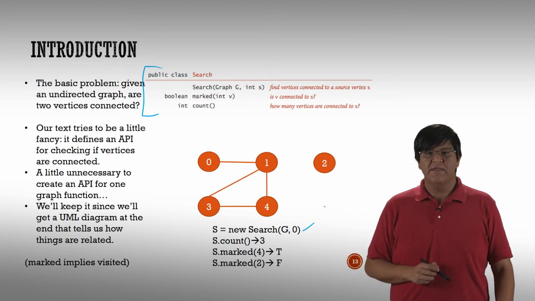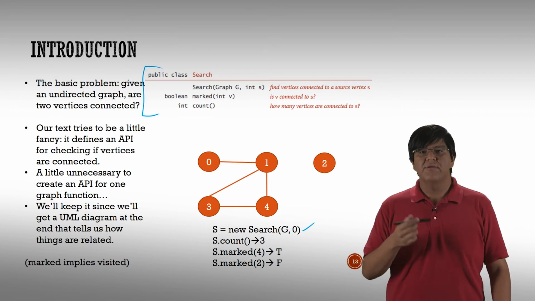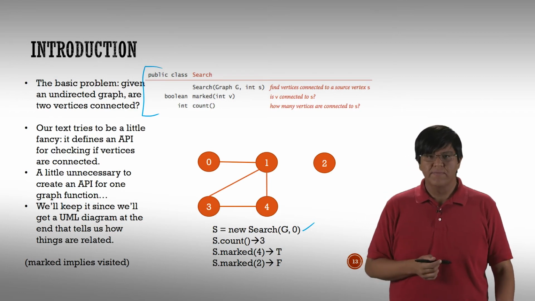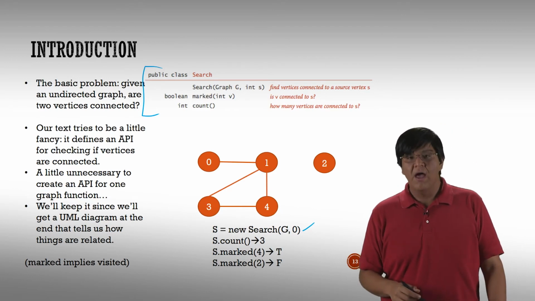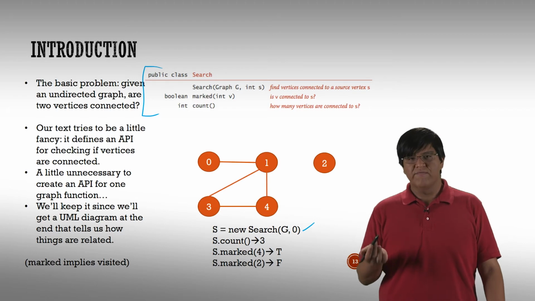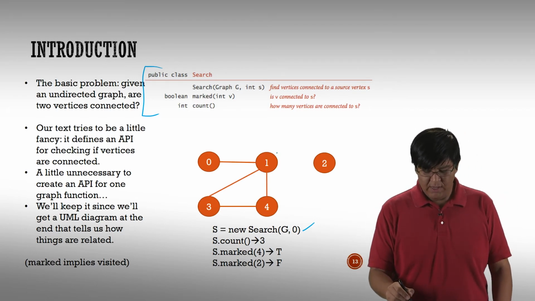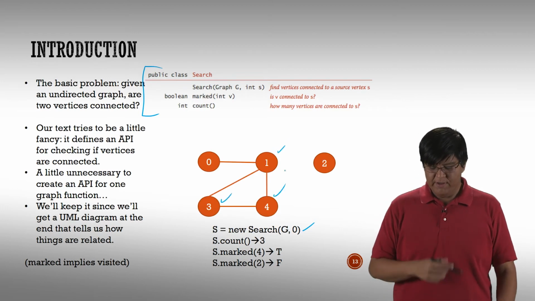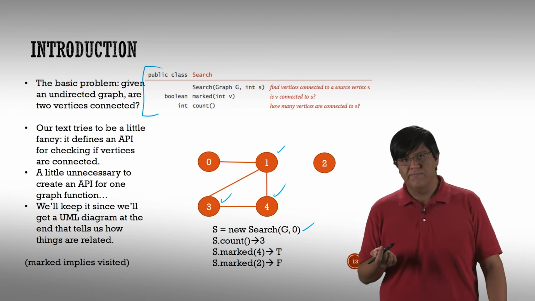And then I go S.count equals 3. What that's saying is, starting at 0, you were able to get to 3 nodes. Okay, sounds legit. Then I can go S.marked(4), which returns true because, oh hey, I was able to reach 4 from 0. So somehow in here, those things are going to be marked. Those things should be marked because they're reachable from that start node 0. Okay, so those things we can hopefully get to.